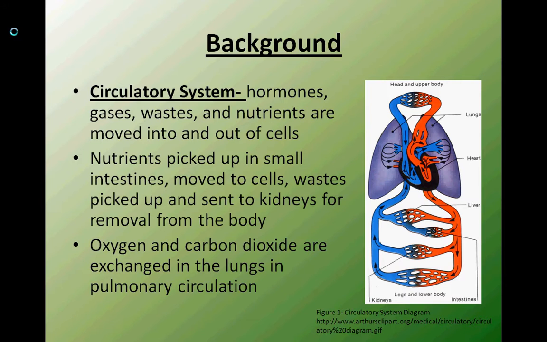In the circulatory system, oxygen and carbon dioxide are exchanged in the lungs and pulmonary circulation. In Figure 1, on the right side of the slide, there's a schematic diagram that shows the basic functions of the circulatory system.